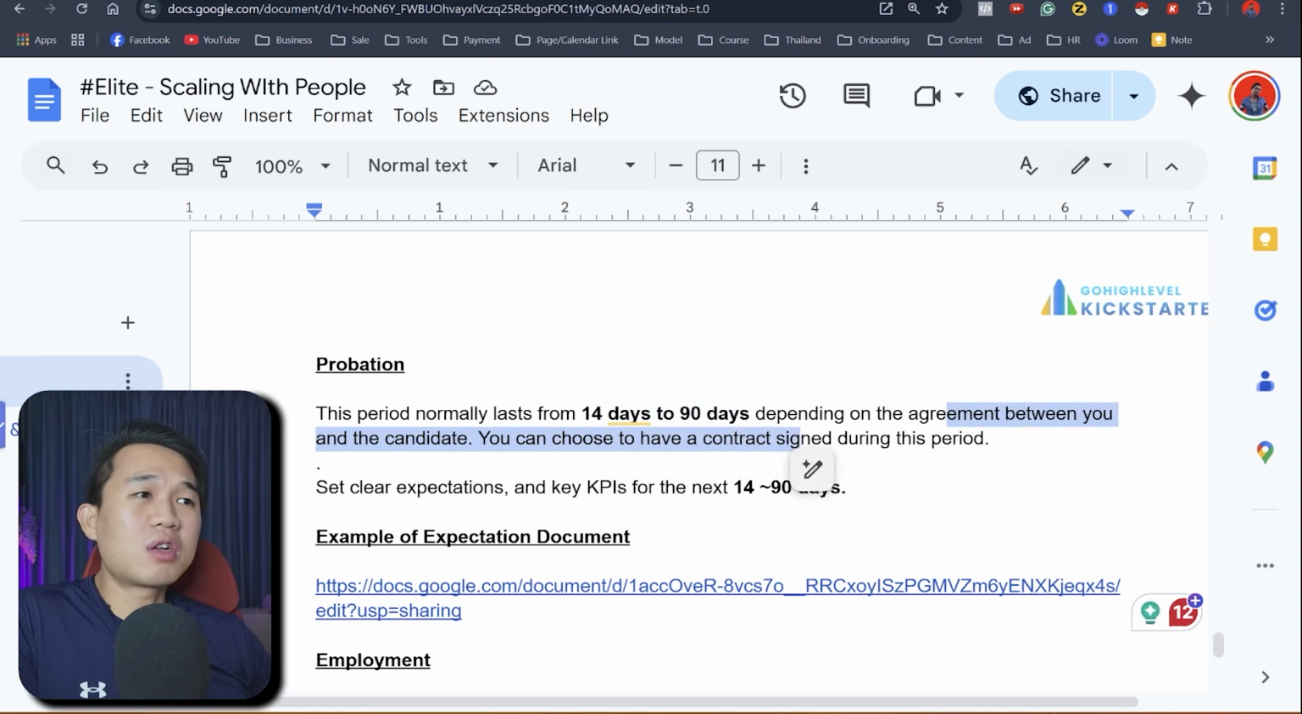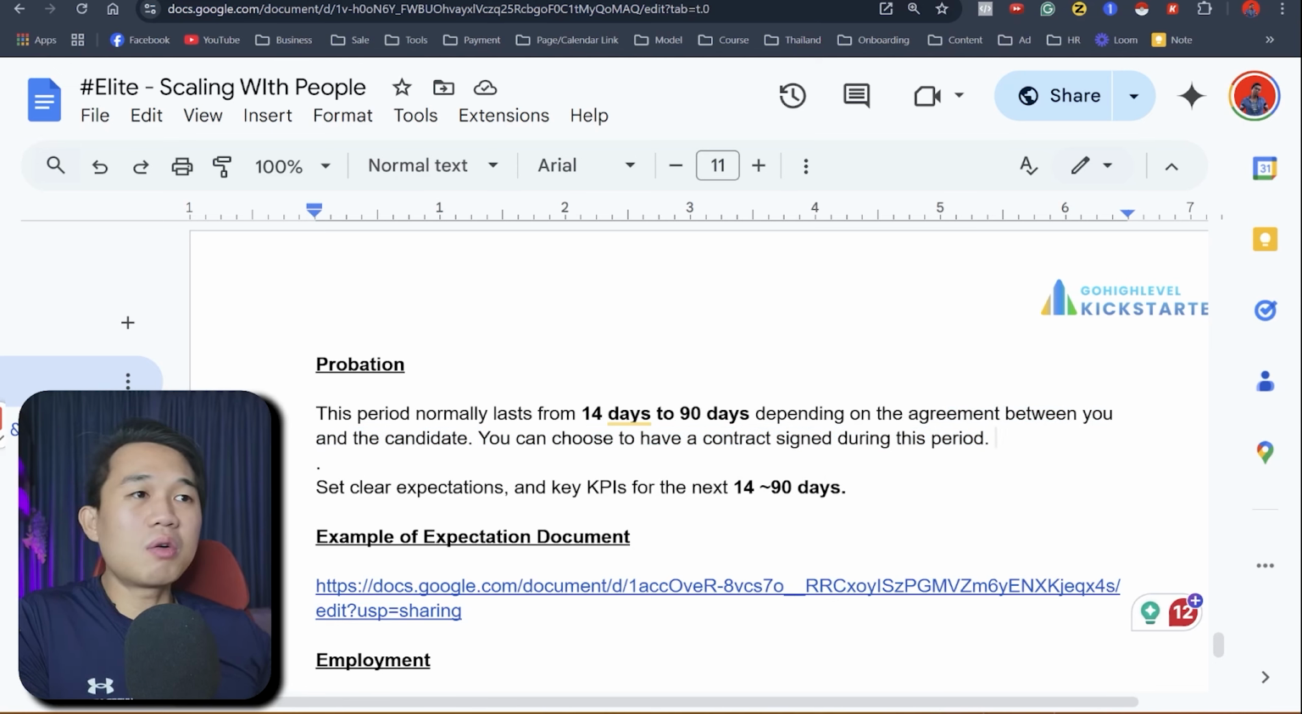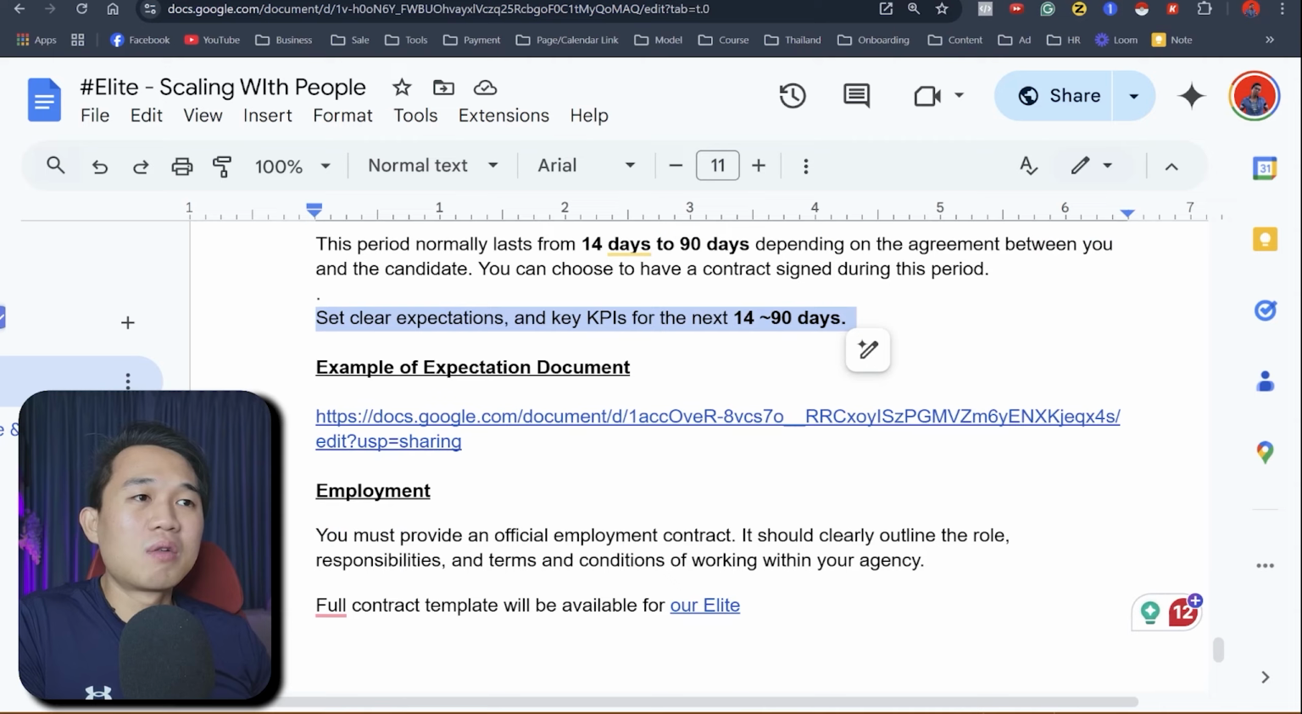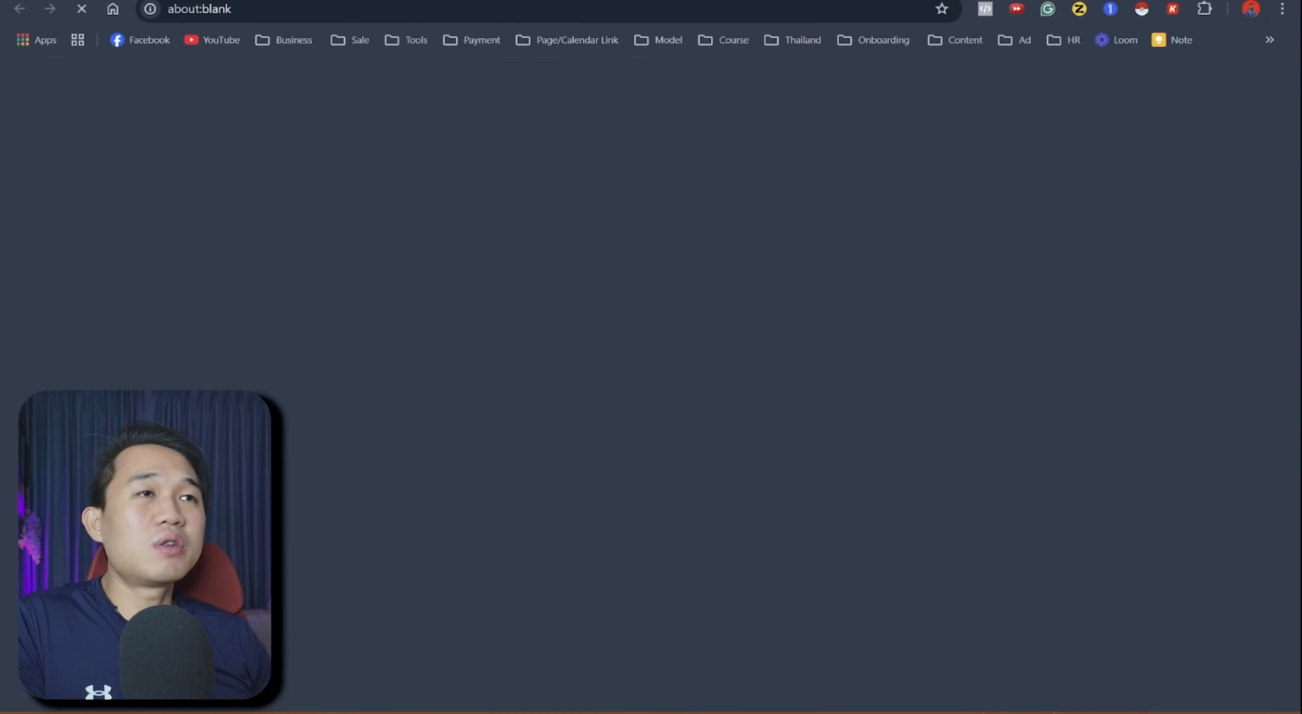You can choose to have a contract signed during this probation period, but we don't have contracts during probation. We only have contracts for full-time employment, right? And you want to set clear expectations and clear KPIs for the next 14 to 90 days, which is the probation period, right? It's very black and white. I'm even giving you an example here.